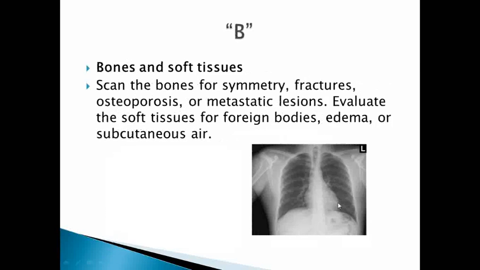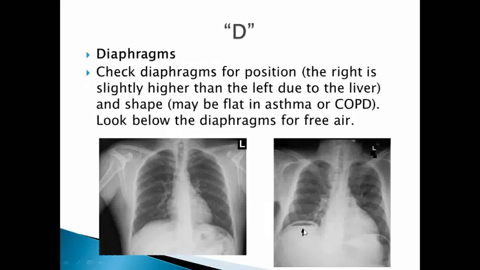So D is the diaphragm. Usually what you're looking for is you're going to make sure it's not flat. And the other thing you're going to look for is air, free air. You can see this is a really nice x-ray that's showing free air, which means most likely there's a hole in the intestine somewhere, causing this free air bubble to float to the top, as we would say.